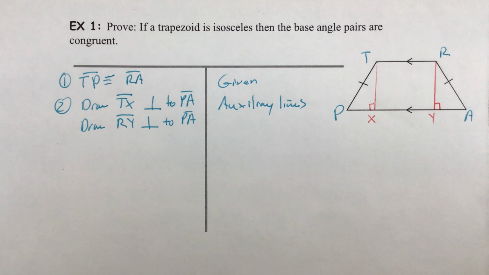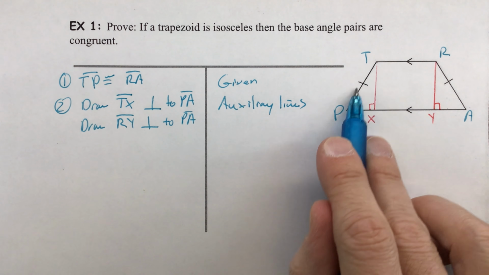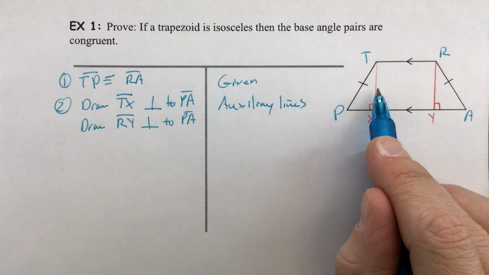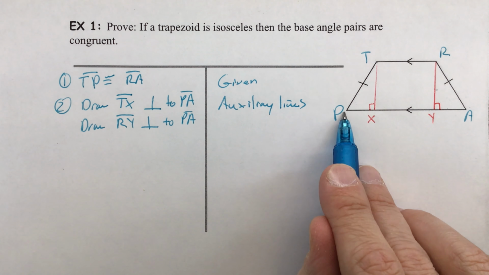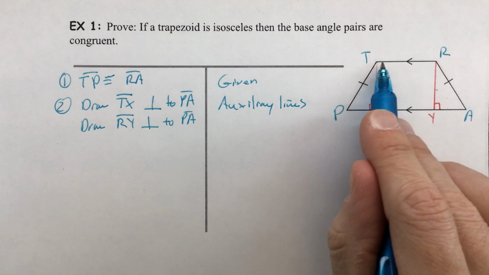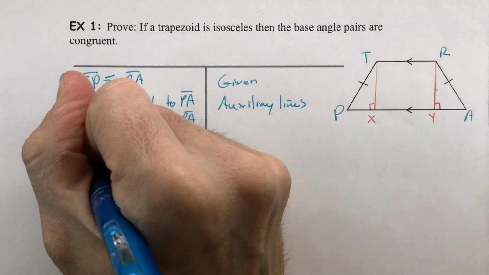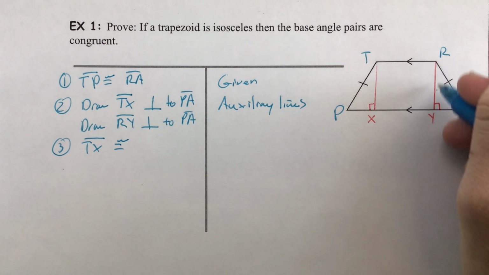But what's special in this case is that the angle is a right angle, and this isn't just any side, that's called the hypotenuse. So if we can say that either these leg lengths are congruent or these leg lengths are congruent, that'd be PX and YA, or the verticals there, we can actually use hypotenuse leg. And we are going to be able to do that. For step 3, we're going to be able to make the claim that TX is congruent to RY.